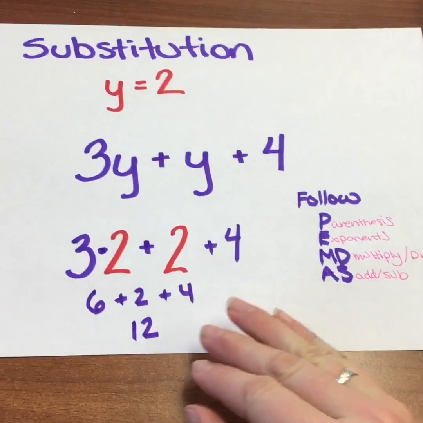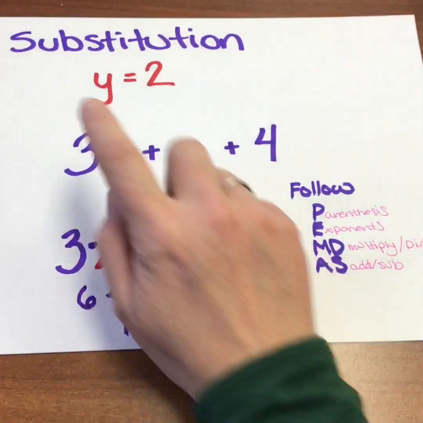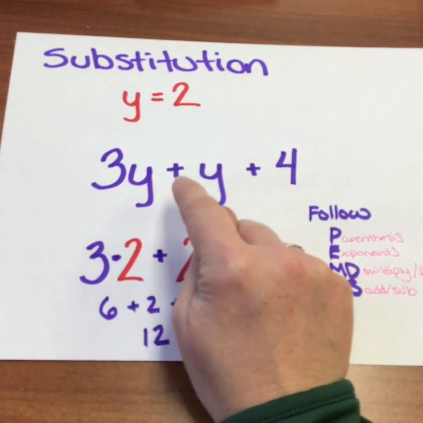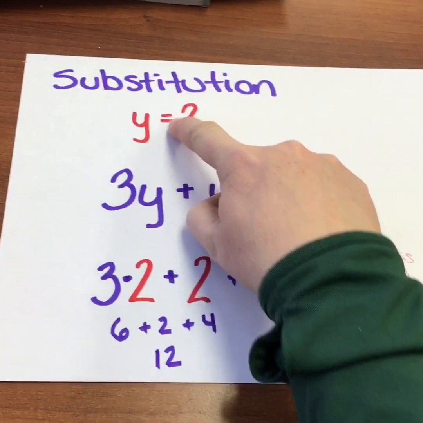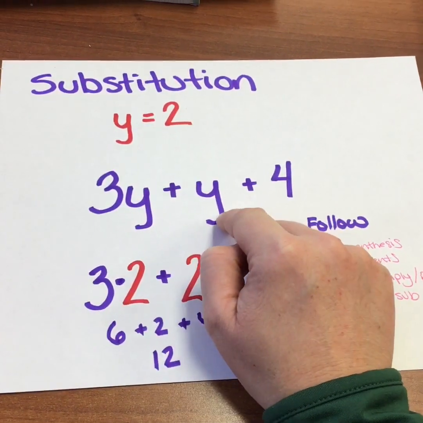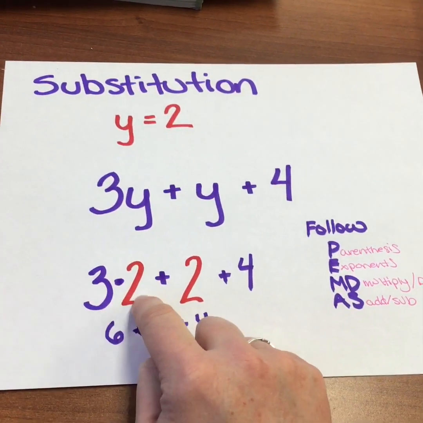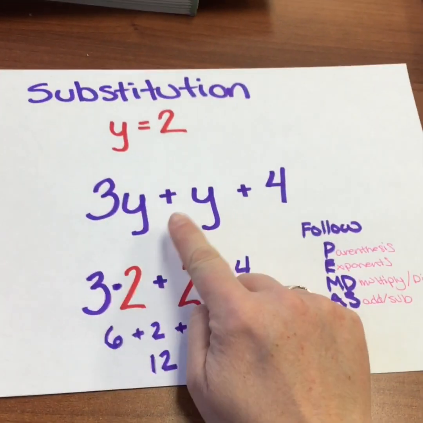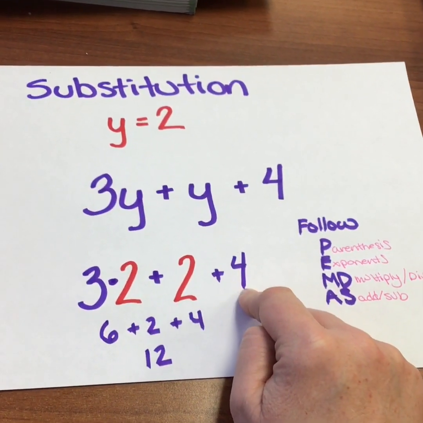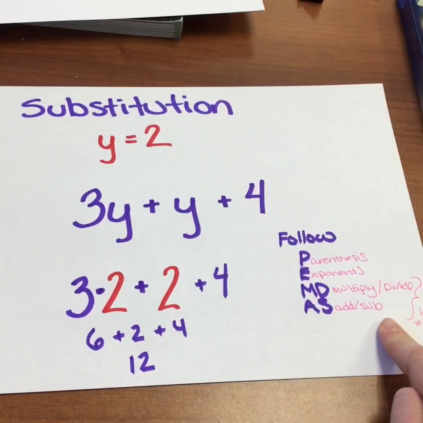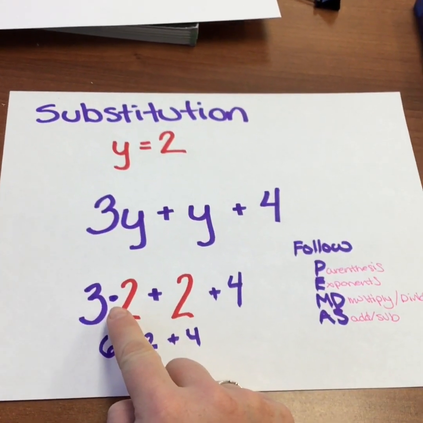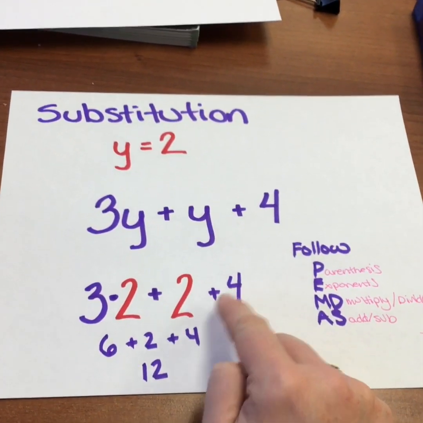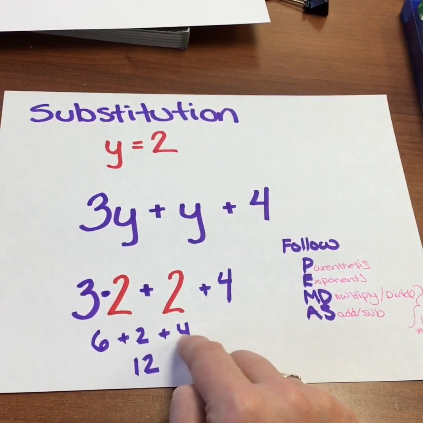Substitution. A substitute is when you place something in for something else. So they tell us y equals 2. Okay? Our algebraic expression is 3y plus y plus 4. We have to substitute the 2 in for every letter y. So we have 3 times 2, because this means multiplication, a coefficient and a variable, plus, bring your plus sign, 2 plus 4. Then you have to follow order of operations. Multiplication comes before addition. 3 times 2 is 6. Bring down your plus 2, bring down your plus 4. 6 plus 2 plus 4 is 12.